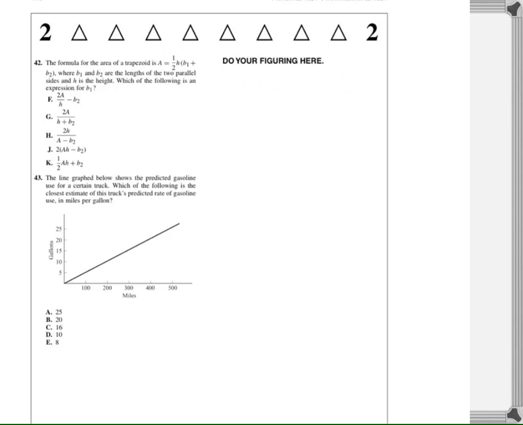Next one, problem 42. Formula for the area of a trapezoid, A equals 1/2 height times b1 plus b2. Parallel sides b1 and b2, and h is the height. Which of the following is the expression for b1? So they just want you to take this equation and solve it for b1. A good way to look at this is what's being done to b1. b1 has b2 added to it, then it's multiplied by h, and then it's multiplied by 1/2.